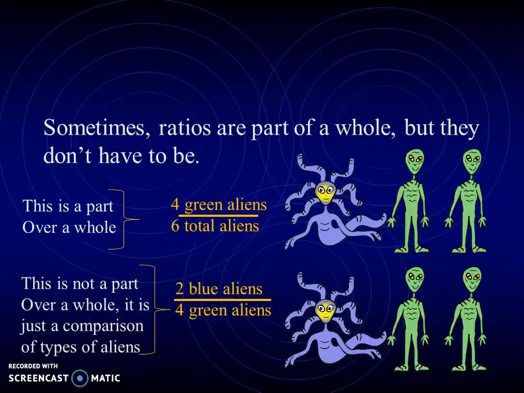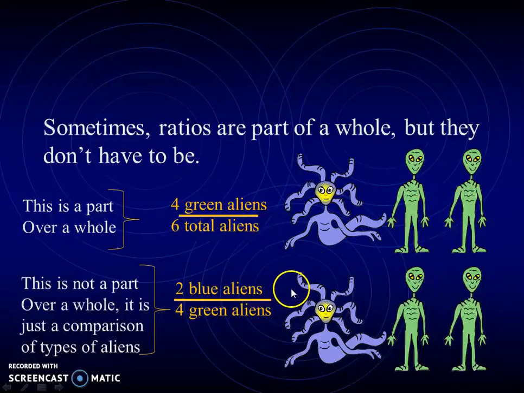Okay. Sometimes ratios are part of a whole, but they don't have to be. Fractions are always part of a whole. If we are comparing the aliens on the screen, we have 4 green aliens to 6 total aliens. As we know, that can be reduced to 2 green aliens for every 3 total aliens, because 4 over 6 can be reduced to 2 over 3. This is part of a whole. The 4 green aliens are the part, the 6 total aliens are the whole.